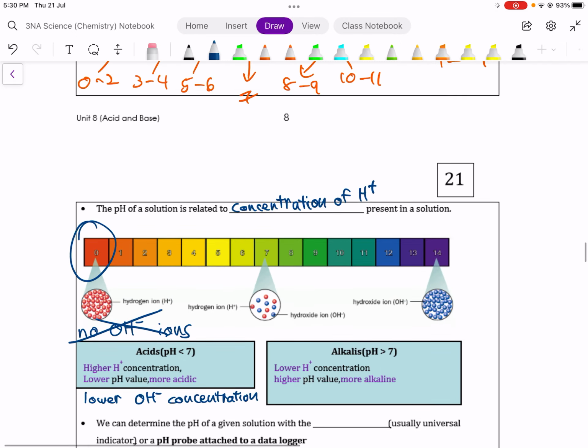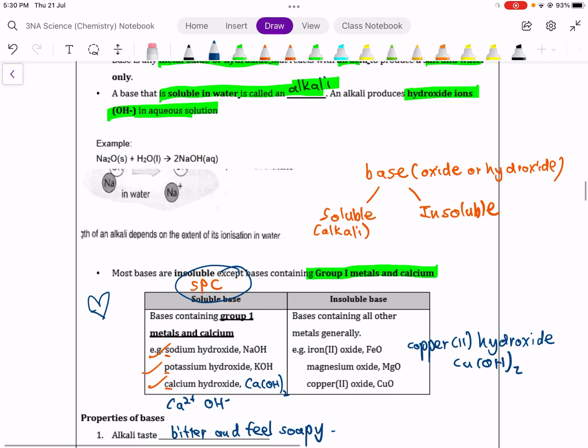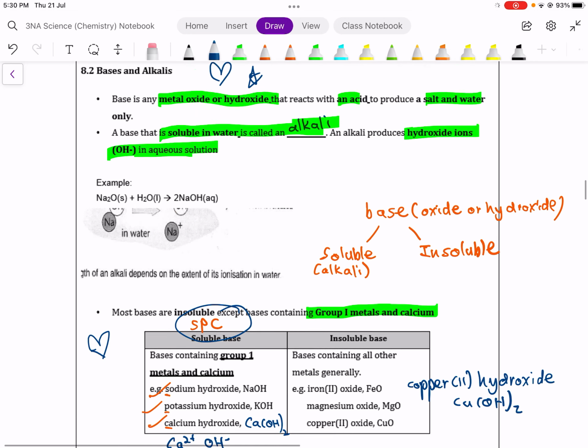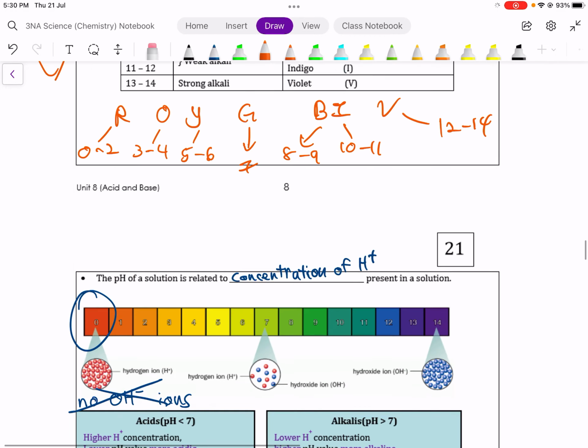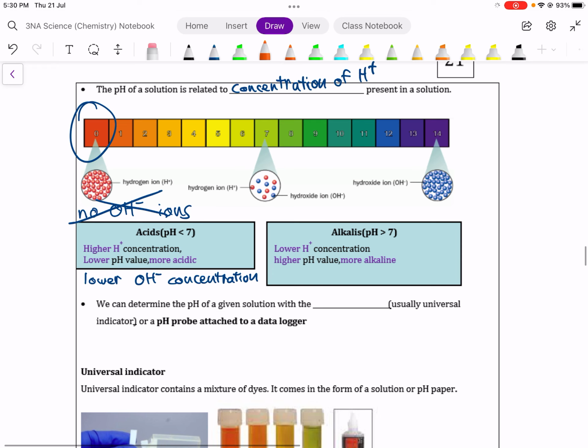By the way, you know alkaline will dissociate in water to form OH-. So this is a point here that I want to make known. Acid is H+. So on the other side, you have lower H+ concentration, higher OH- concentration.